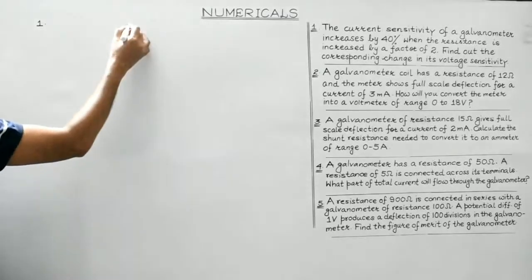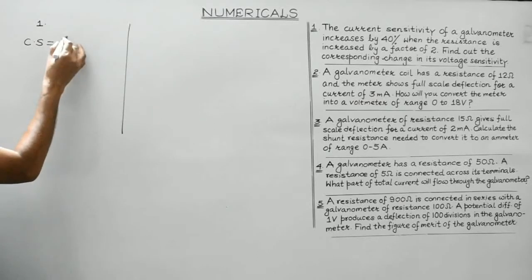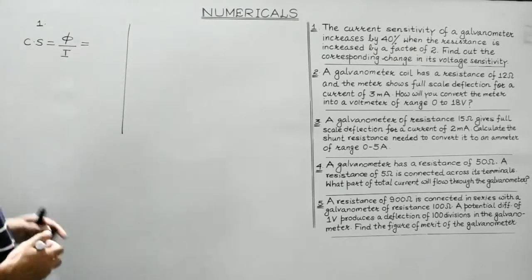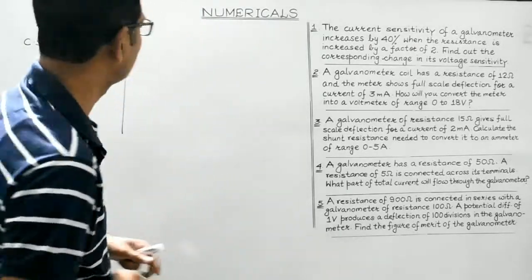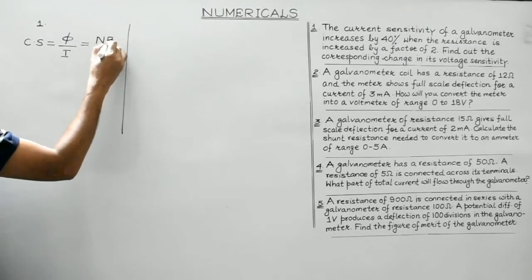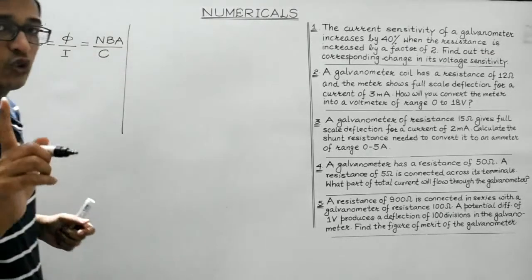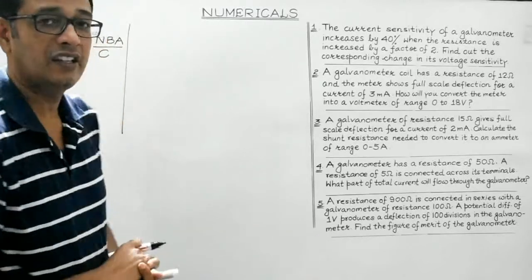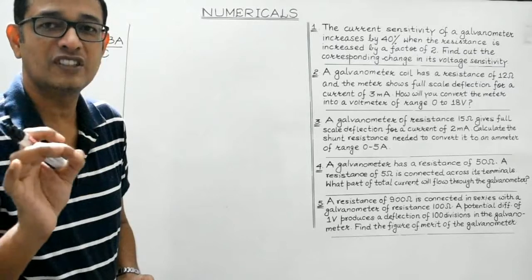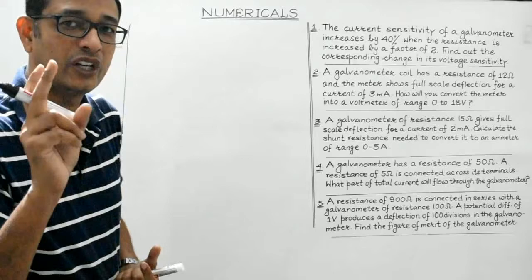So, you need to remember the formula. Current sensitivity, you are aware, it is the deflection produced in the coil per unit current, isn't it? And what is the formula for the current sensitivity? It is actually NBA divided by C. N is the total number of turns, B is the strength of the magnetic field, A is the area of the coil under consideration, and C is the torsional constant. It is the restoring torque developed in the suspension wire per unit twist.